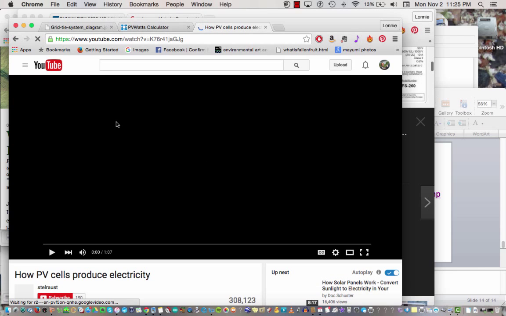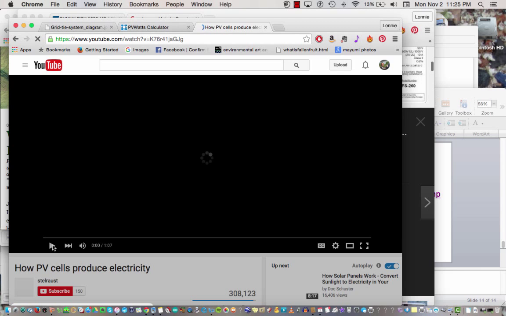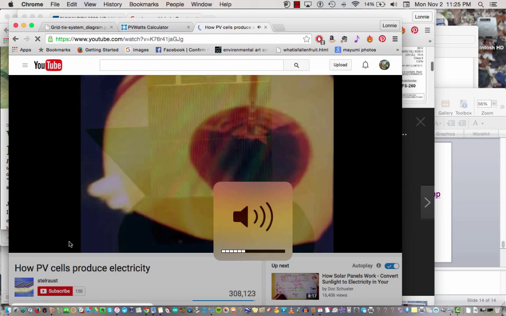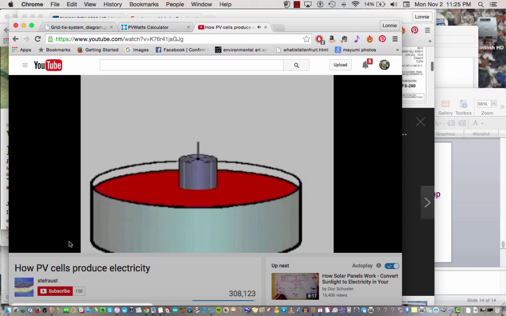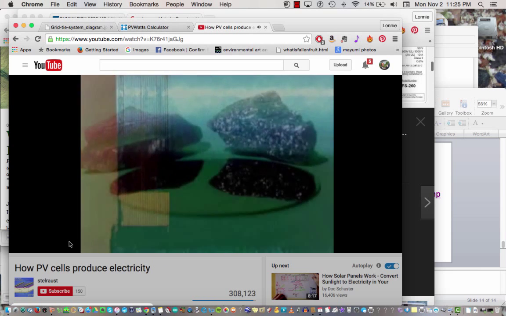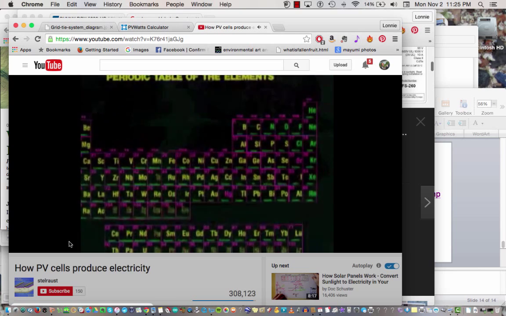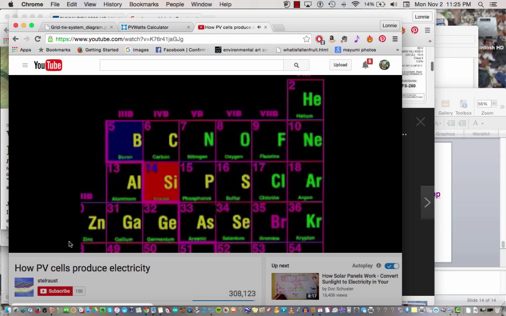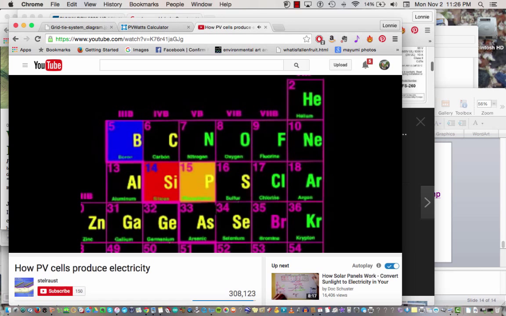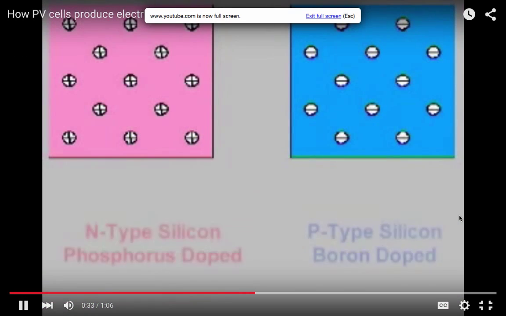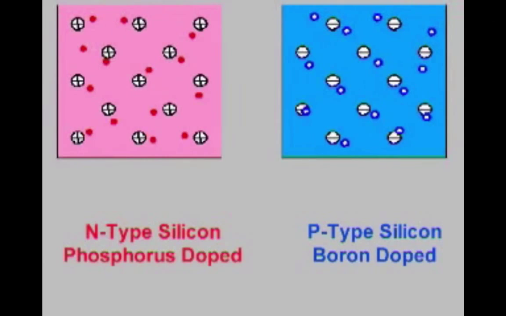So let's take a look at how a solar cell actually works, how it does that magic of converting sunlight into electricity. Solar cells convert sunlight directly into electricity. We start with sand, which is processed into highly purified silicon. In a process called doping, trace amounts of special impurities are added to this purified silicon. For example, when silicon is doped with boron, the resultant material is called p-type. When silicon is doped with phosphorus, the resultant material is called n-type. When pure silicon is doped with both boron and phosphorus in just the right way, a p-n junction is formed.